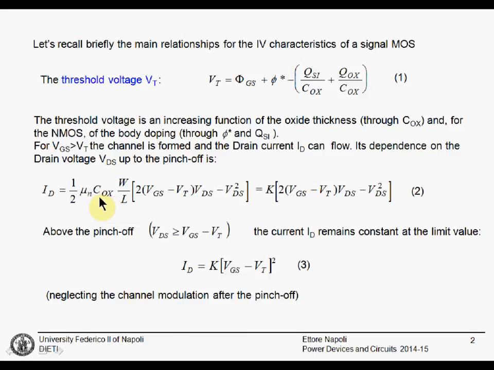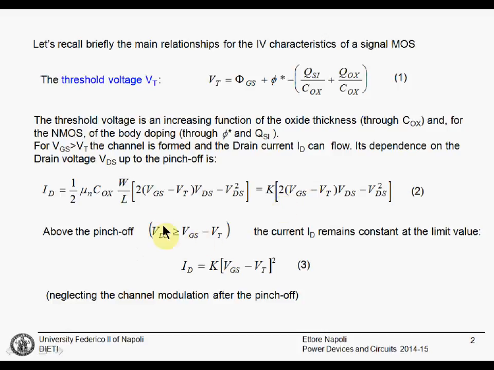Cox is the capacitance of the oxide. This is the channel width, and this is the channel length. And this is multiplied by twice VGS minus VT multiplied by the drain to source voltage, minus the square of the drain to source voltage. This can also be written as K multiplied by the voltages in the square brackets, where K is 1/2 mu n C oxide W divided by L. This is valid in the triode or linear region.